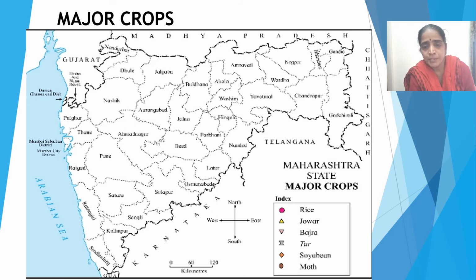This is a map of major crops. In the index column, it is there: rice, jowar, bajra, tur, soya bean, and moth beans. And it is also shown where these are grown. As I told you, these are the major crops. Rice grows in the heavy rainfall places. Jowar, tur, and soya bean grow in the moderate rainfall. Jowar, bajra, and moth beans will grow in less rainfall. So in this map, find out all these things and write the names according to the map. This is the slide that you have to write in your notebook.